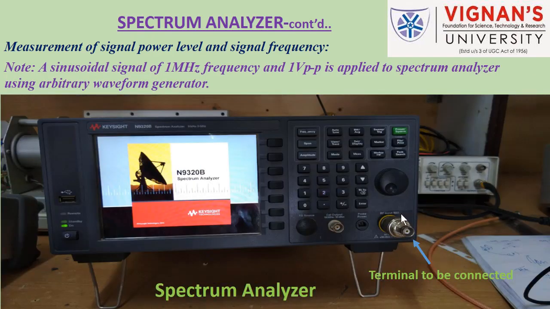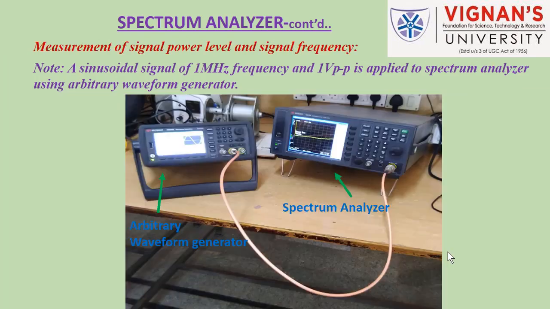And this is the photograph of the spectrum analyzer, and this is the terminal where we need to connect the signal for which the measurement is going to happen. And this is the connecting procedure for the measurement of the signal power and the signal frequency. The signal is generated from the arbitrary waveform generator and connected to the spectrum analyzer using this particular probe.